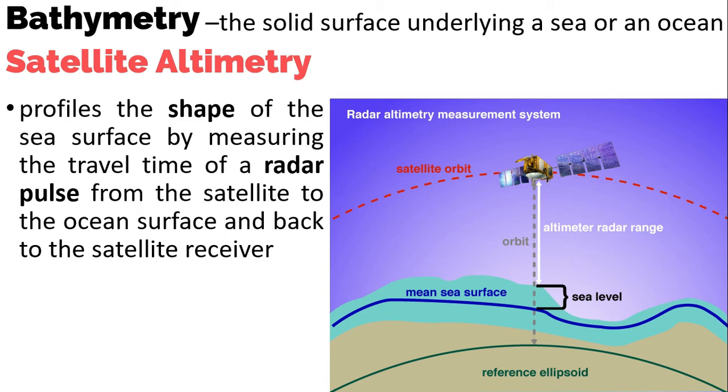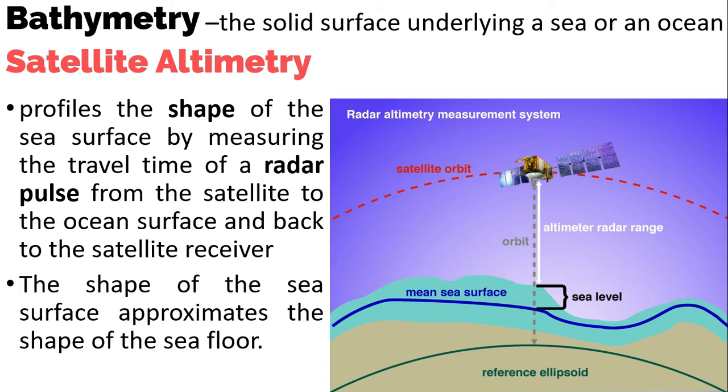This method profiles the shape of the sea surface by measuring the travel time of a radar pulse. So the shape of the sea surface approximates the shape of the sea floor. So just remember, altimetry shape.